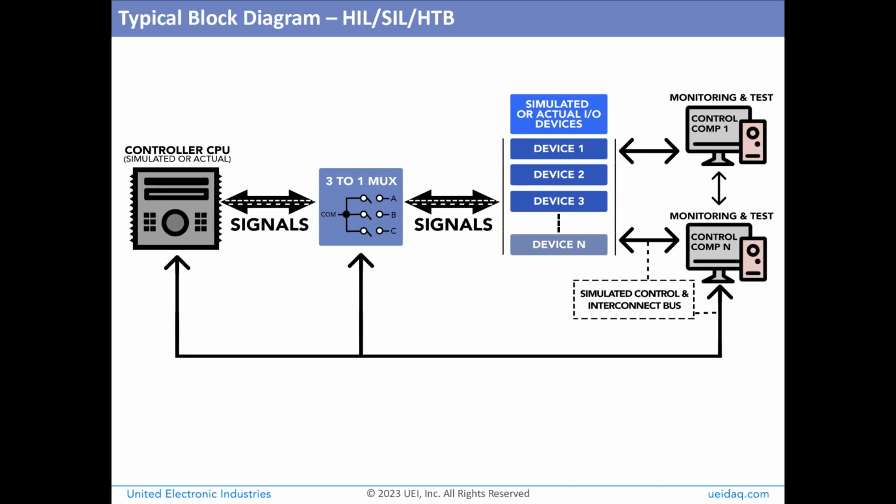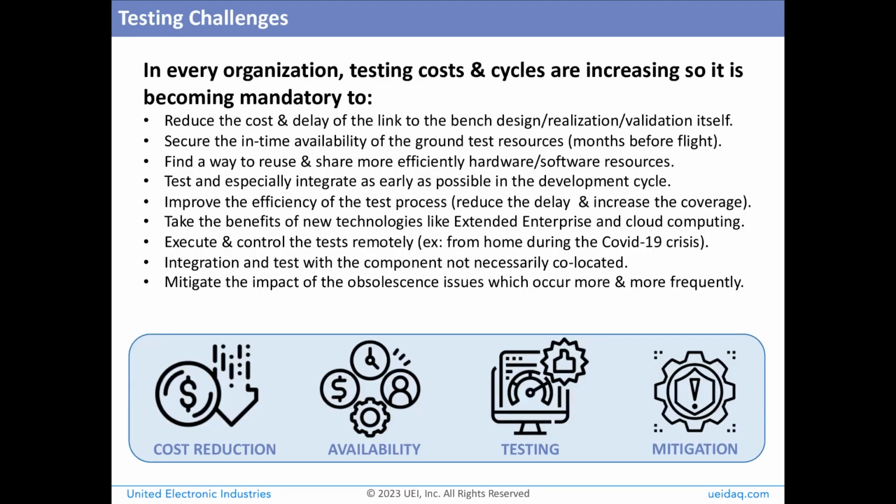Here's a typical block diagram of a Hill, Sill, or hybrid test bench. The system integration labs, Hills, and hybrid test benches all look very similar. We have the controller or LRU on the left going through an interconnect panel. This interconnect panel is wired to real or even simulated devices, real or simulated sensors, or other controllers. Depending upon what part of the system you are verifying, the sensors could be real or simulated, or the other controllers can be real or simulated. Let's keep this diagram in mind for later.